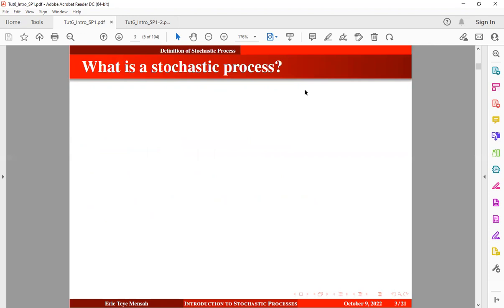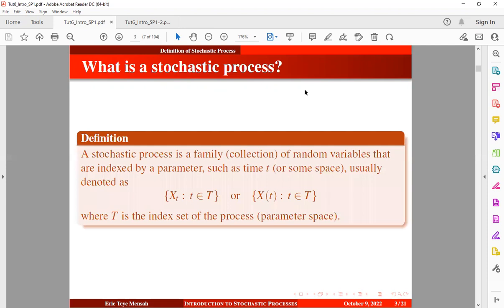So what is a stochastic process? Now, the word stochastic emanates from the Greek word stochazetai, which means to aim at or to guess at, okay? So by definition, a stochastic process is a family or collection of random variables that are indexed by a parameter such as time or some space, usually denoted by this, or it can be denoted in this one, where capital T is the index set of the process, also known as the parameter space.